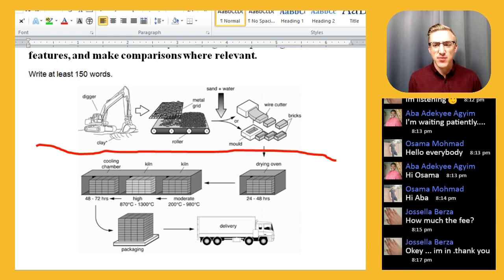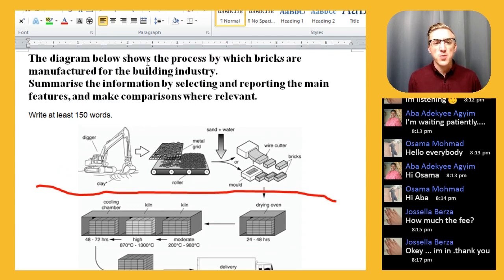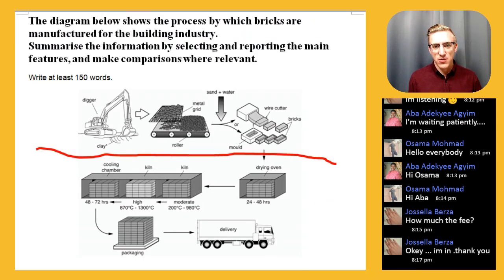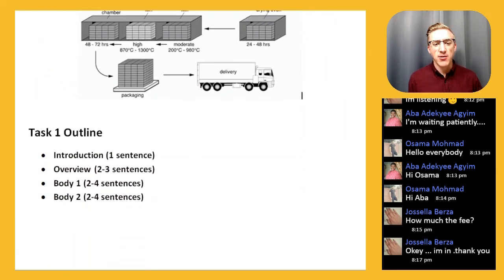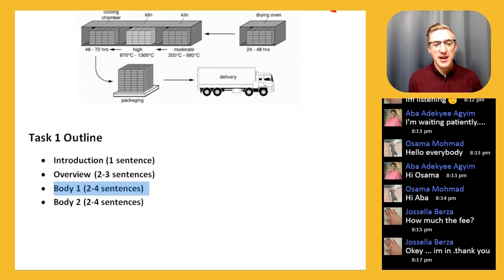Okay, this is what does it say here? The process by which bricks are manufactured for the building industry. And we decided last week that the best way to divide this information is to divide it right here. Creating the bricks and then drying, packaging, and delivering them. So in our outline, we decided this part here was going to be above the red line, and this part here below the red line.